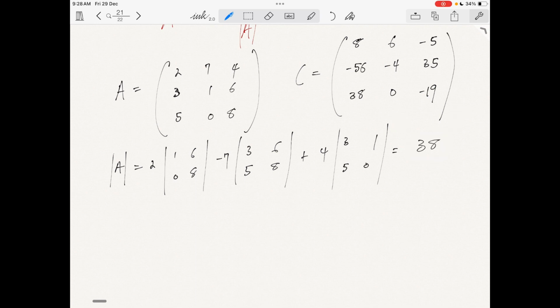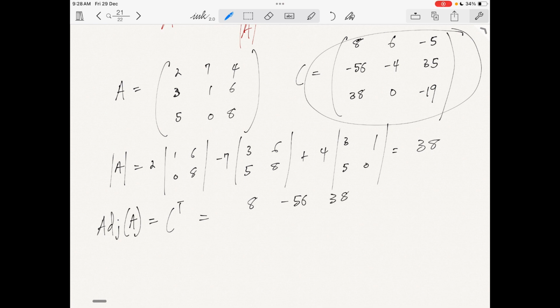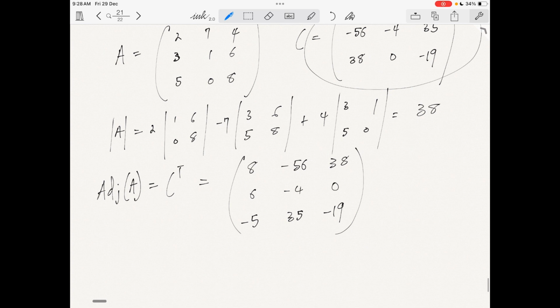Now we know that the adjoint of A is equal to the transpose of the cofactor. When we take the transpose of this, we will have 8, minus 56, 38, 6, minus 4, 0, and minus 5, 35, and minus 19, because the transpose is interchanging the rows with the columns. After evaluating the adjoint of A, the next thing to do is to evaluate the inverse, which is 1 over the determinant of A multiplied by the adjoint of A.